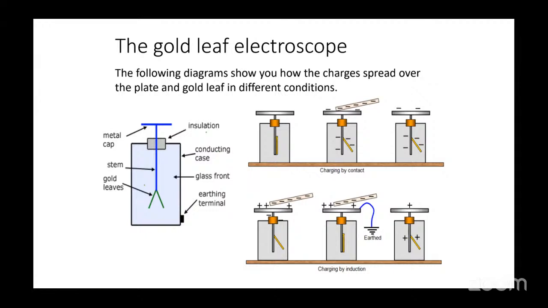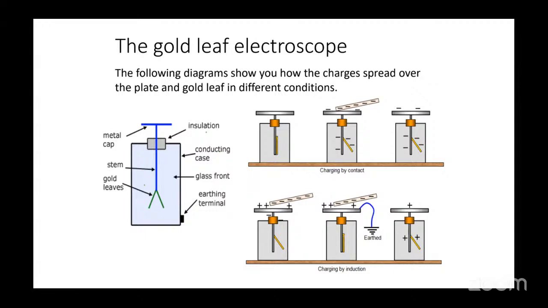We can charge using the gold leaf electroscope by applying the method of charging by contact as well as the method of charging by induction. Remember, the method of charging by contact will give me the same charge. So here I have a negatively charged rod placed on the metal cap of the gold leaf electroscope. Now the gold leaf, at the end of it, will be charged negatively.